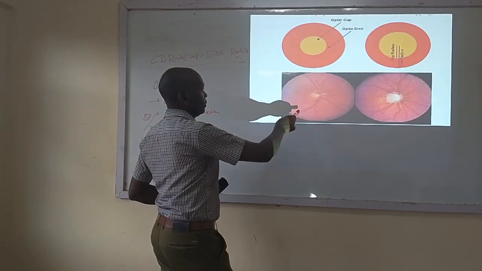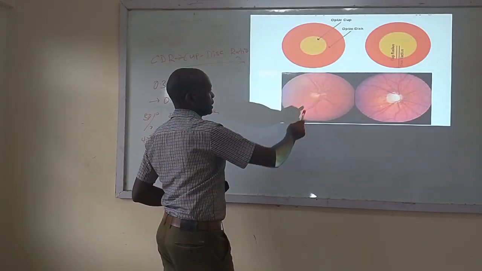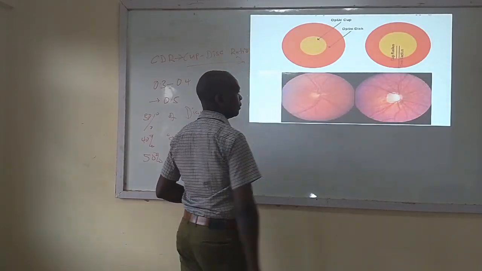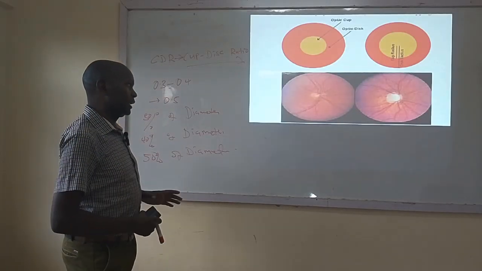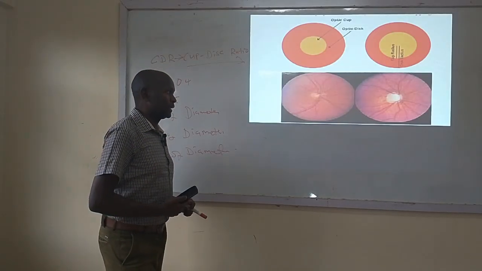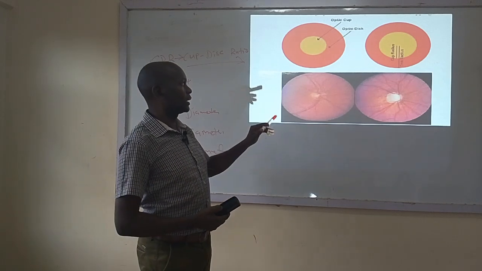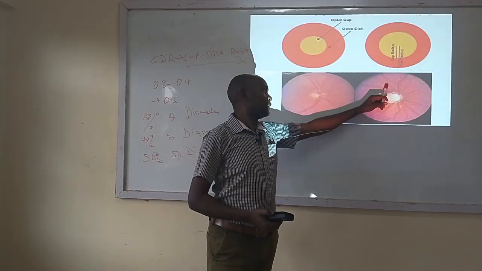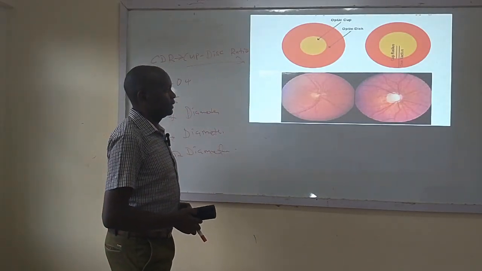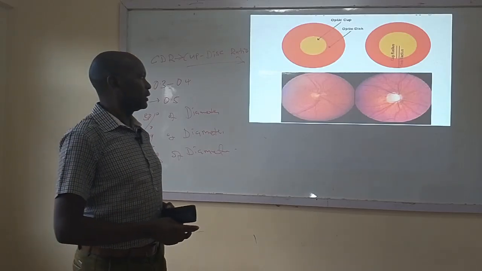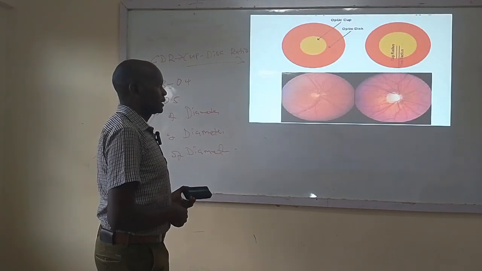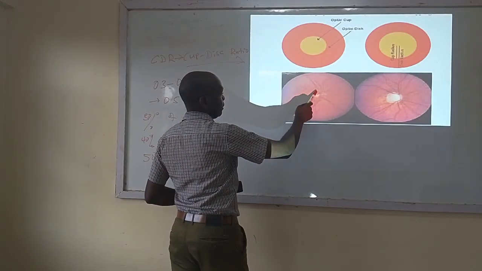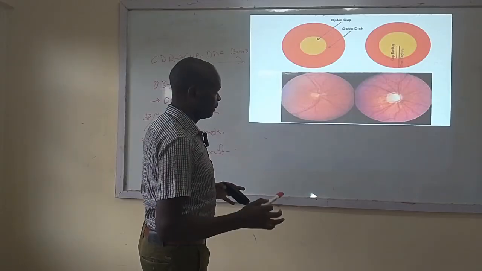And when you look at the fundus of the patient, this is a normal picture, while this is the abnormal picture. So when we do an eye examination and we look at your fundus, particularly the optic cup and the optic disc, and we find something like this, then it means we are dealing with a case of probably increased intraocular pressure.